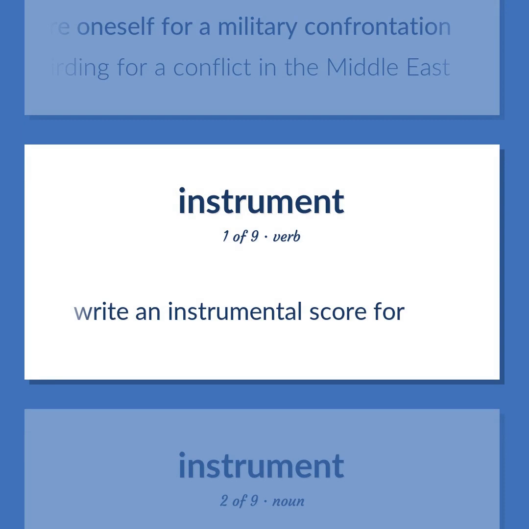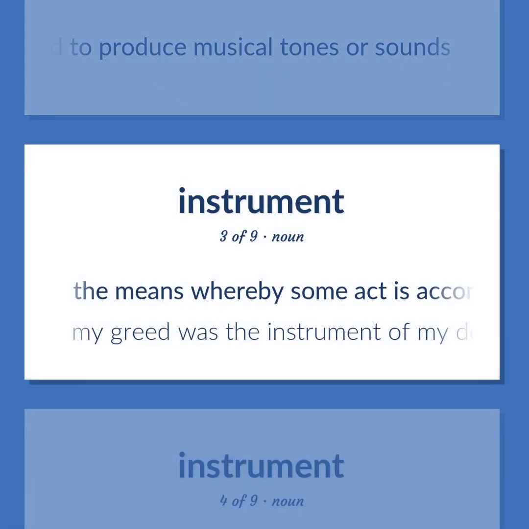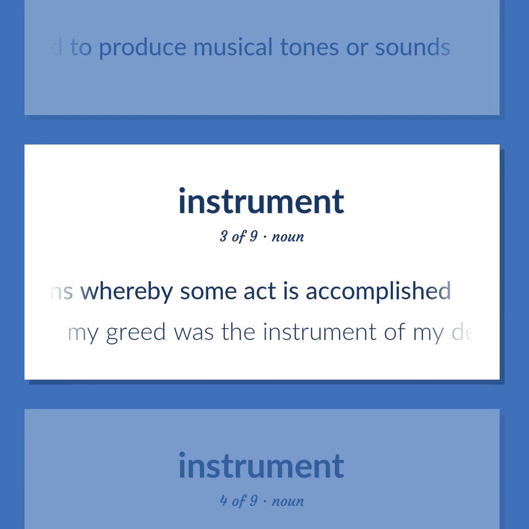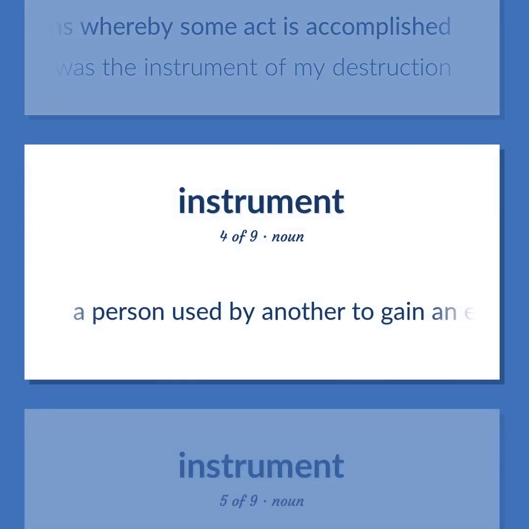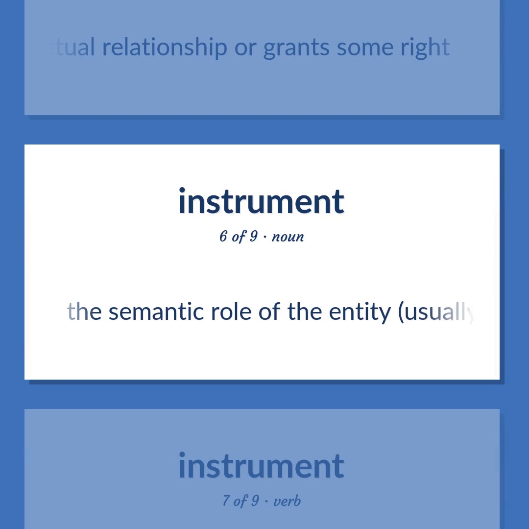Write an instrumental score for any of various devices or contrivances that can be used to produce musical tones or sounds. The means whereby some act is accomplished. My greed was the instrument of my destruction. A person used by another to gain an end. Law. A document that states some contractual relationship or grants some right. The semantic role of the entity, usually inanimate, that the agent uses to perform an action or start a process.